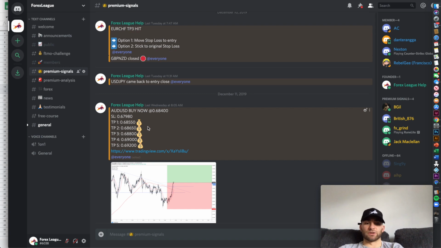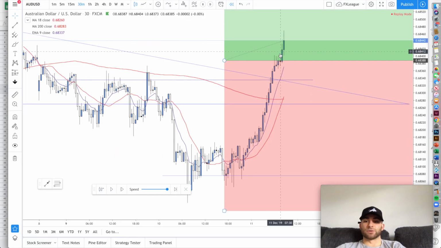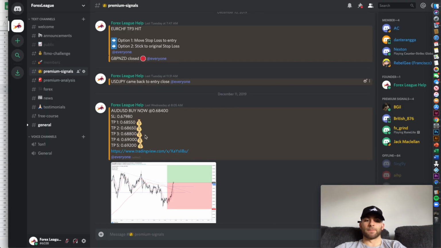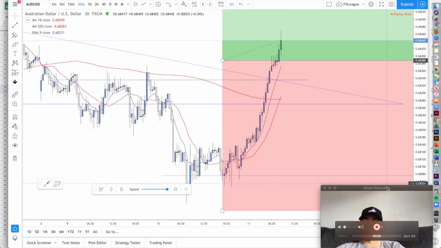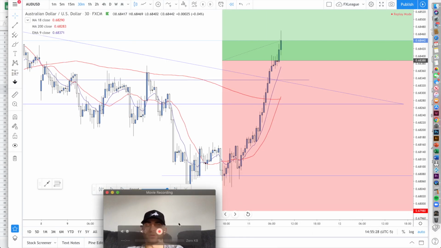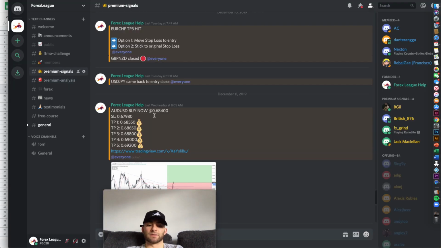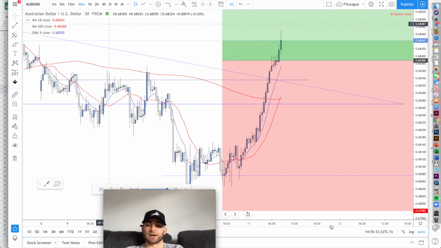So I actually signaled at 68,400 right there. So it was right around where price started to break this resistance right here. I signaled for the trade to go out, and then we had a stop loss at 67,980. So again, my stop loss, if we just move this over, was around 67,980, which is right where I got it right now.